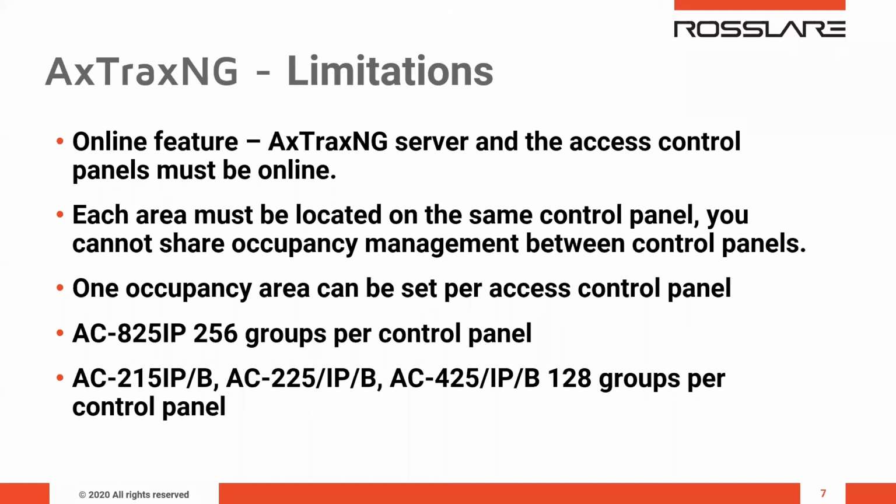When using the AxTraxNG platform for occupancy management, there are some limitations. The first limitation is that this is an online feature. Online feature means that the AxTraxNG server and the access control panel must be online. This means that the access control panel must communicate with the AxTraxNG server. If the AxTraxNG server is offline or there is no communication between the control panel and the server, this feature will not work.